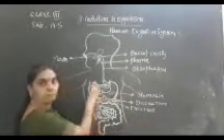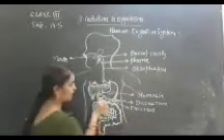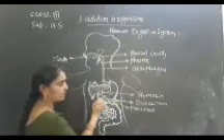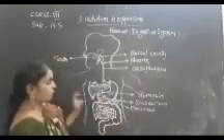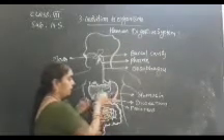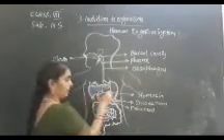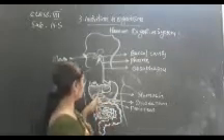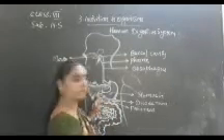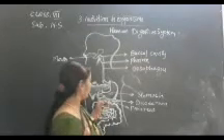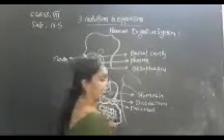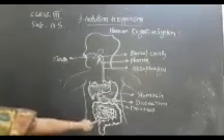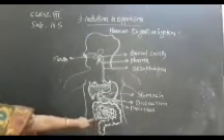Liver secretes bile juice and pancreas secretes pancreatic juice. The food that moves from the stomach, after digestion inside the stomach, moves through the duodenum by the action of the bile juice, and the pancreatic juice moves through the small intestine. Okay children, see over here, this is the small intestine.